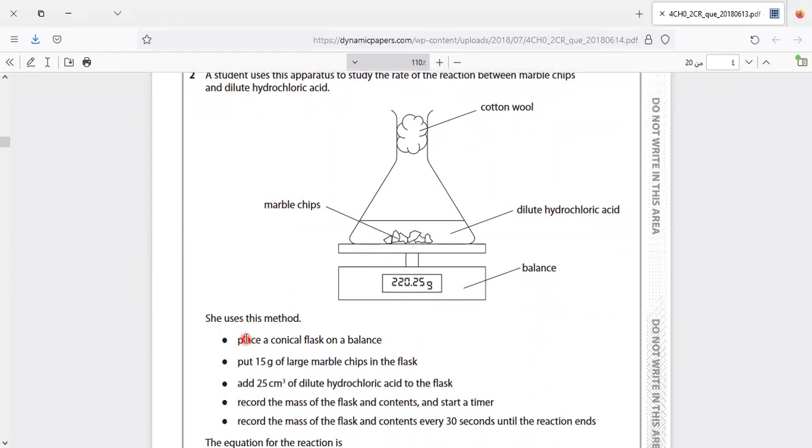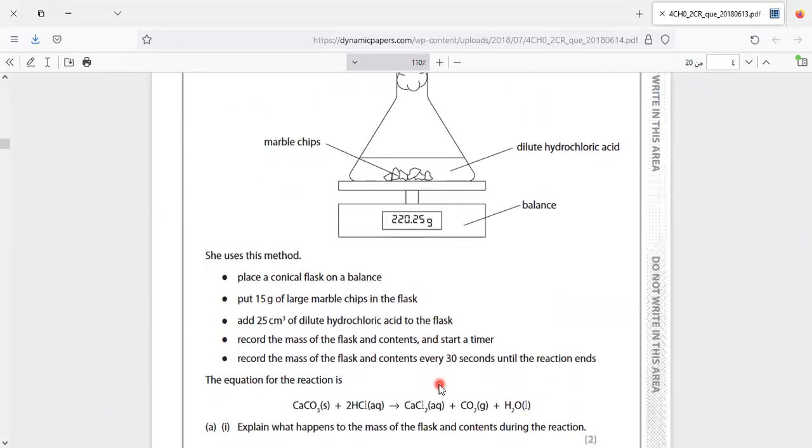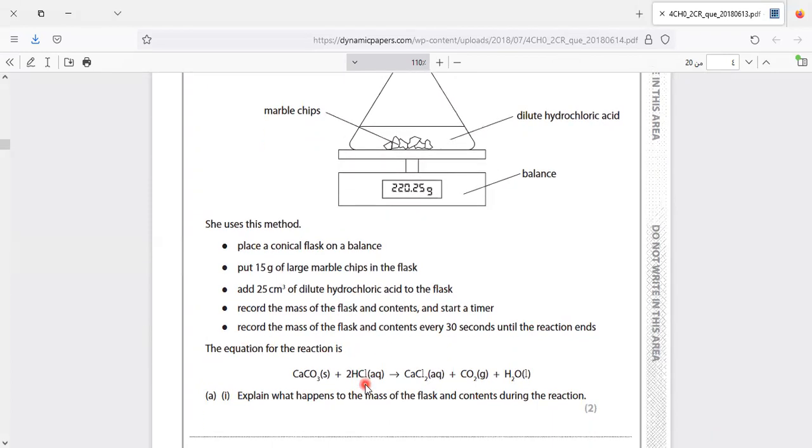Read what she did. Place a conical flask on a balance. Put 15 grams of large marble chips in the flask. Add 25 cm³ of dilute hydrochloric acid to the flask. Record the mass of the flask and contents and start a timer. Record the mass every 30 seconds until the reaction ends. The equation is calcium carbonate plus hydrochloric acid gives calcium chloride, carbon dioxide and water.